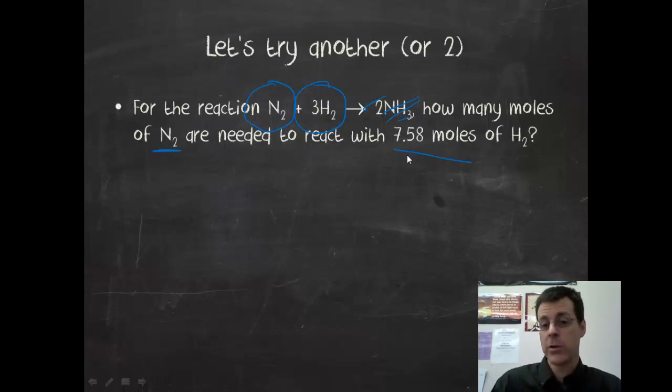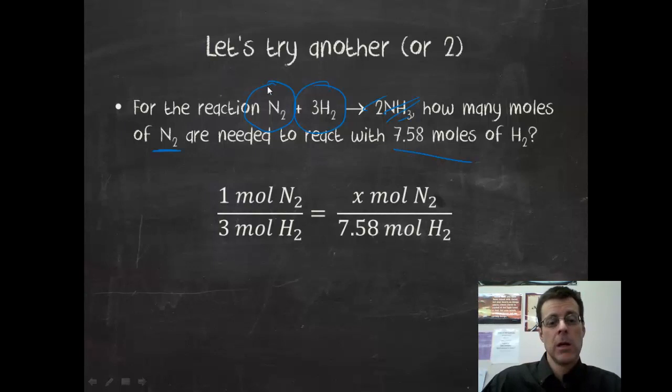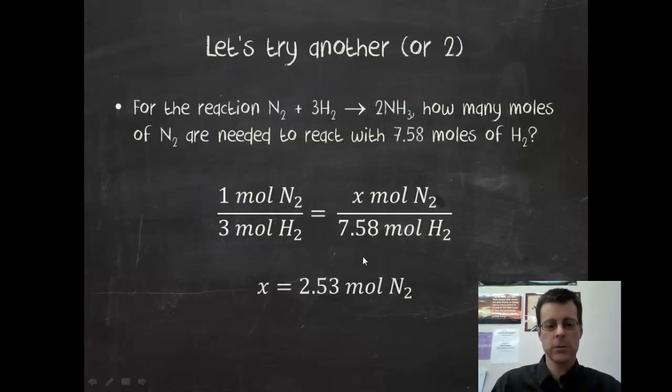Set up the ratio based on the recipe. Again, I like the thing I'm looking for, my unknown, to be on top, so that puts X moles of nitrogen on top, which means my 1 mole of nitrogen goes on top. So I've got one part of my ratio coming from the balanced chemical reaction, 1 and 3, and the other one coming from the numbers I'm given in the question. Solving that ratio, 2.53 moles of nitrogen.